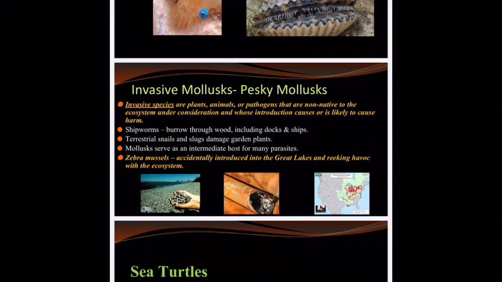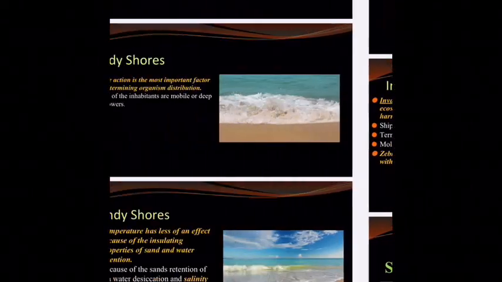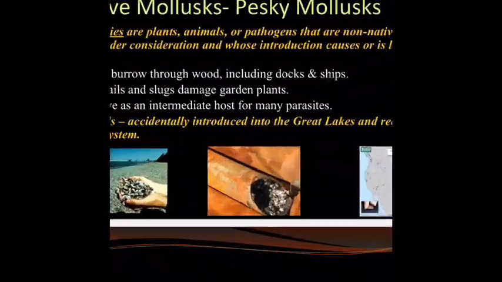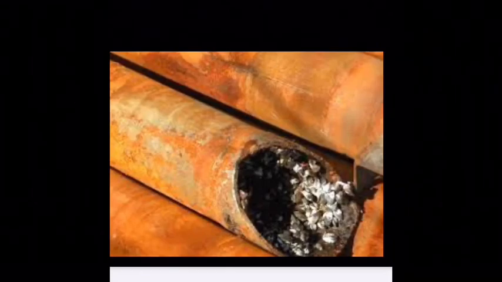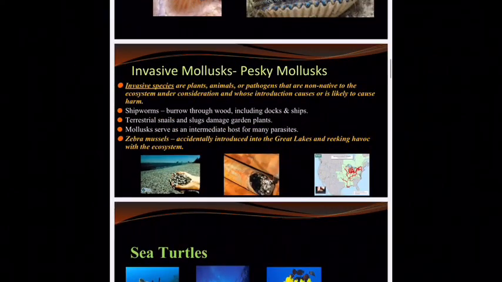And we accidentally introduced it into the Great Lakes through ballast water. And you remember that the ballast water is the water that comes from a ship from overseas. And it has made its way from the Great Lakes all throughout the rivers. It is a really, really big problem. You can see that it is filling up these pipes here. They have to scrape it off. This is not sand on the beach. Those are all zebra mussels.